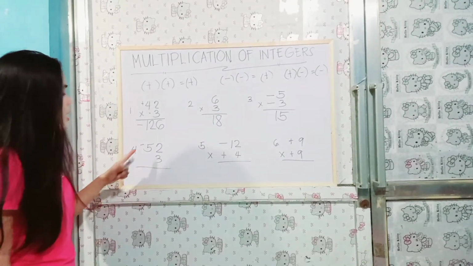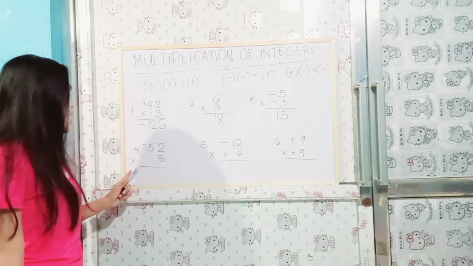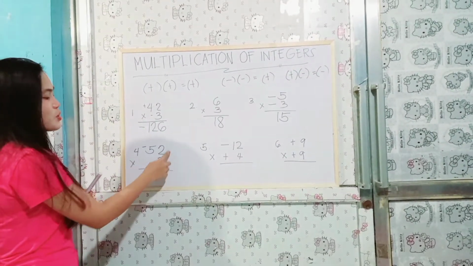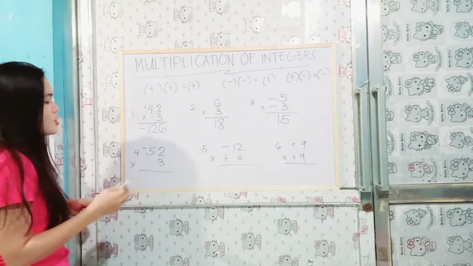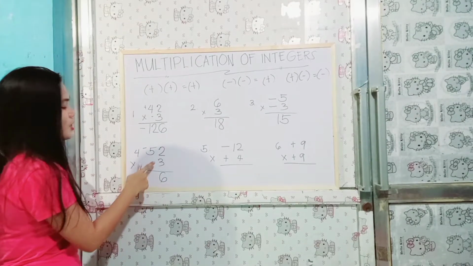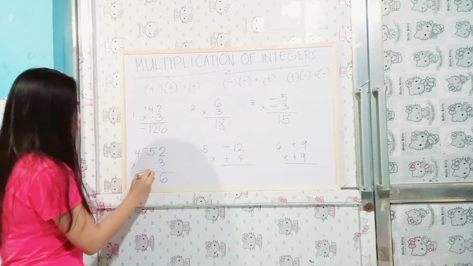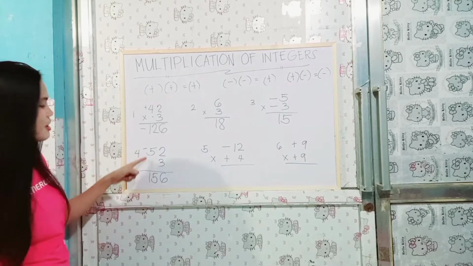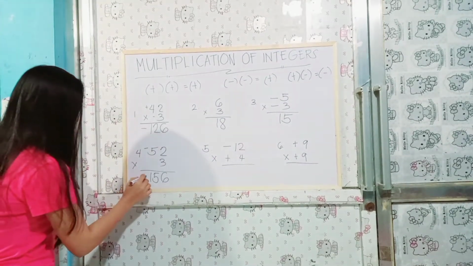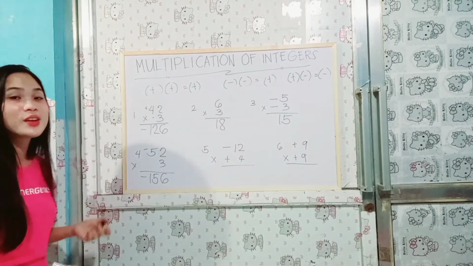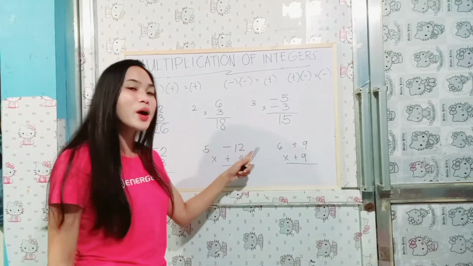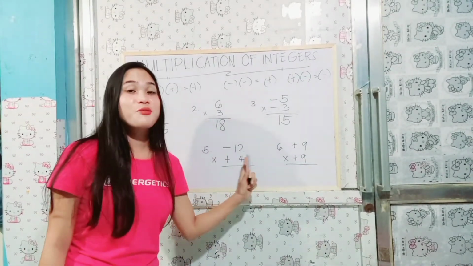So we have here negative 52 times positive 3. Let's solve. Let's multiply our absolute value. So 3 times 2 is 6. 3 times 5 is 15. Since they have different signs, our product will be negative. So our answer will be negative 156.